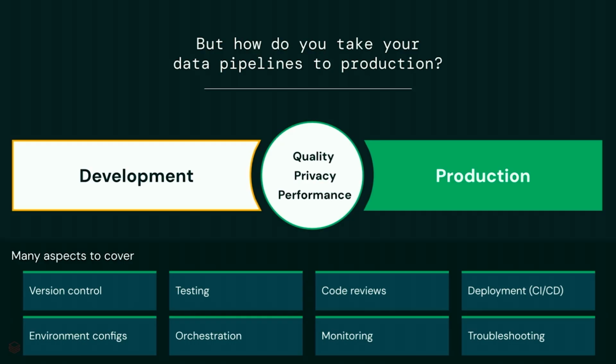And one straightforward example is in development, very often we work with smaller data sets, whereas in production is where we use the actual data. In addition to that, once the pipeline is running in production, we want to make sure that things are automated, that we are able to define things like schedules, triggers, and that we are able to monitor our pipelines, and when things don't go according to plan, that we are able to troubleshoot.